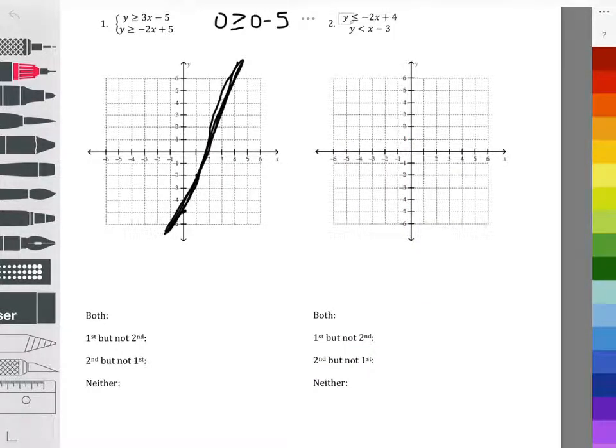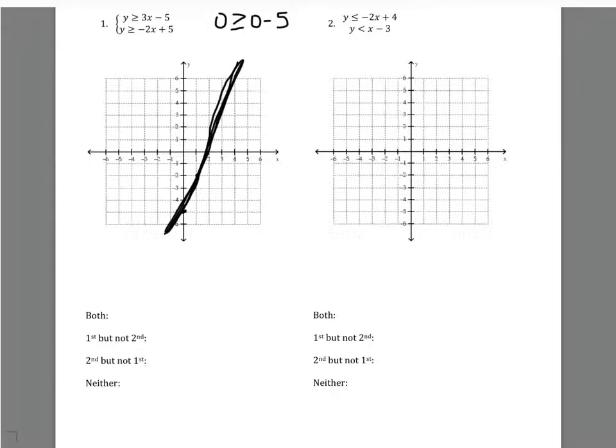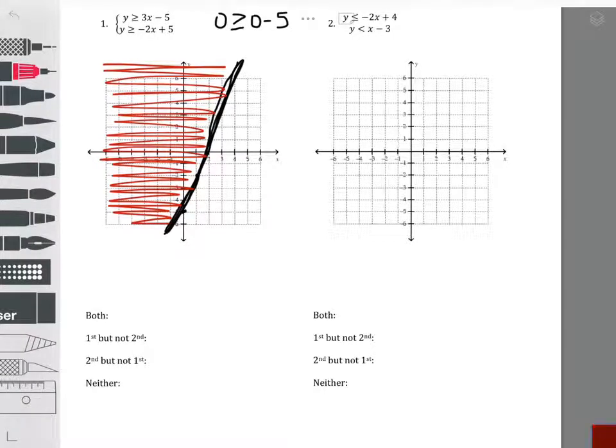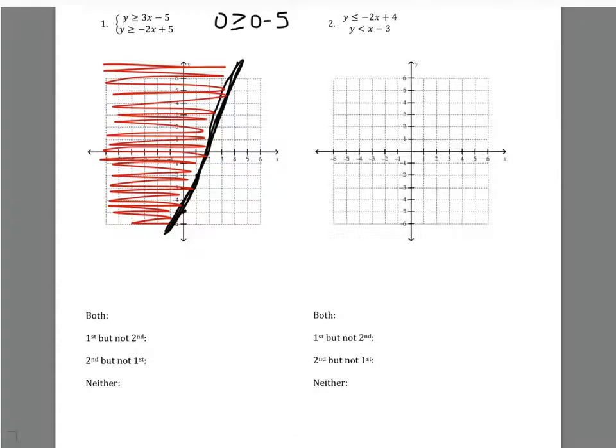So let me change to a different color. For the first equation, I have to shade in the region that's above, including the 0, 0 testing point. So that's my first one. The second one, I'm going to graph using the same method.